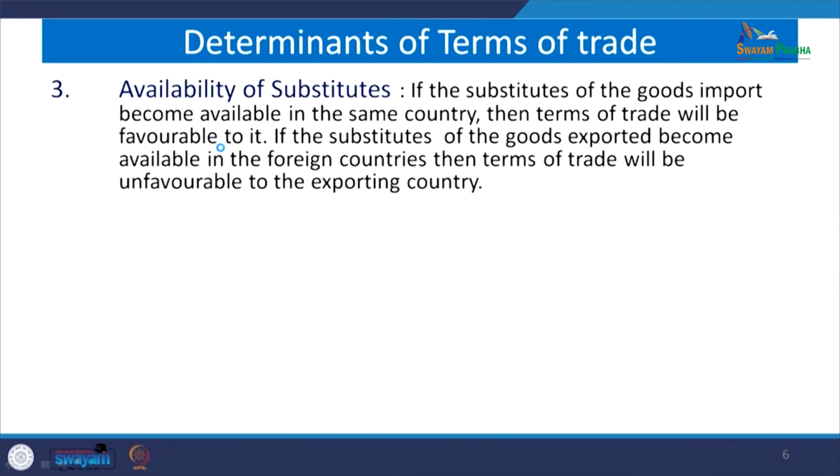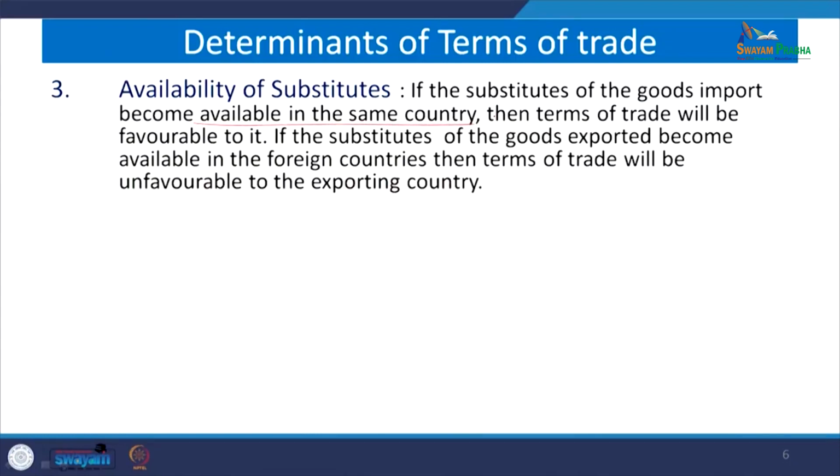Similarly, other factors of terms of trade include availability of substitutes. If imports have huge substitutes available, why should we import that particular commodity? So, the relative price will fall in the international market for imports, and that will be favorable to the country's terms of trade. If substitutes of the imported goods become available in the same country, then terms of trade will be favorable to it, as I just mentioned.